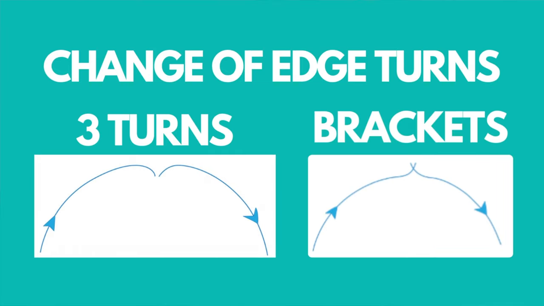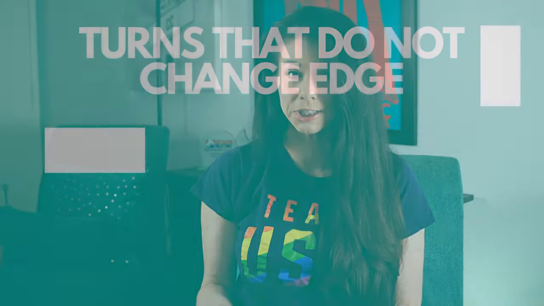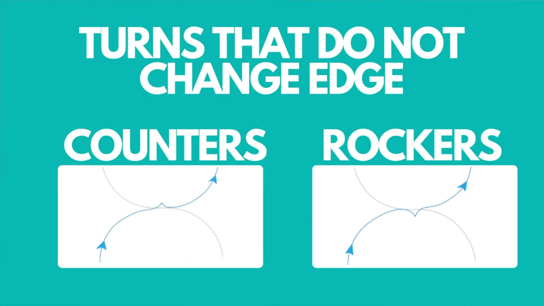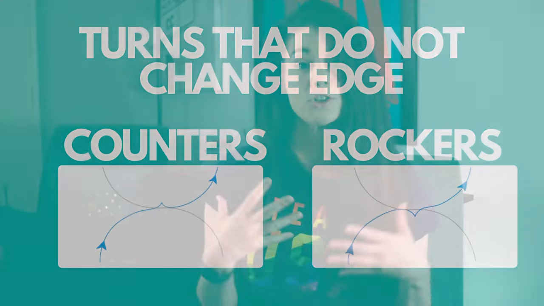Other coaches place turns into categories according to the edge. Three turns and brackets are change of edge turns. With these turns, you must be able to feel in your ankle the precise time where the turn changes over to the new edge. Some turns do not change edge. These are counters and rockers. These turns require you to have a strong body position on the entry and maintain the clean and accurate edge in and out of the turn.